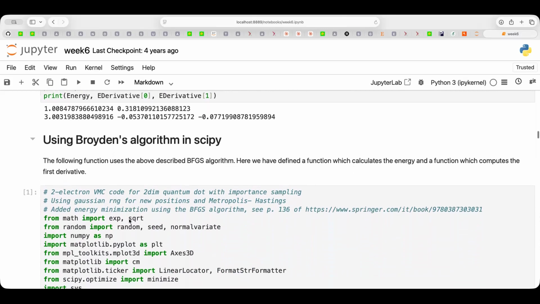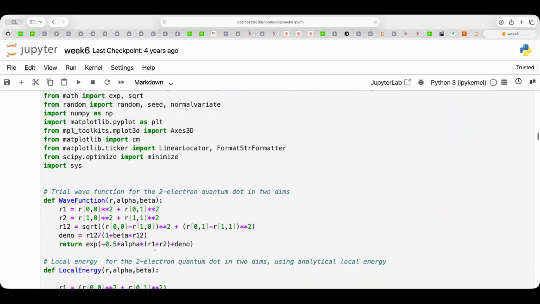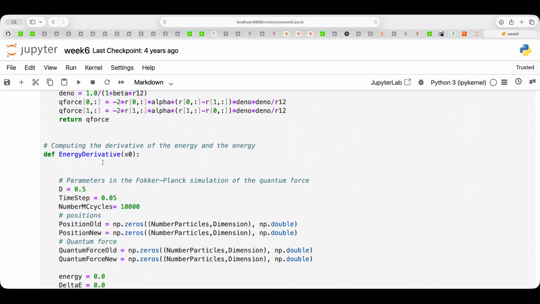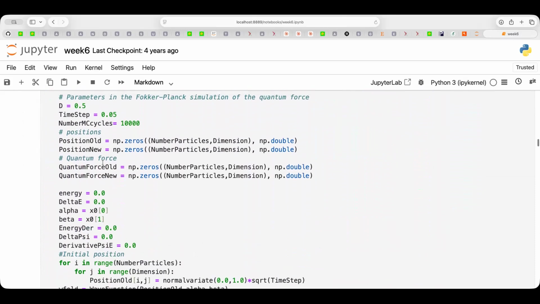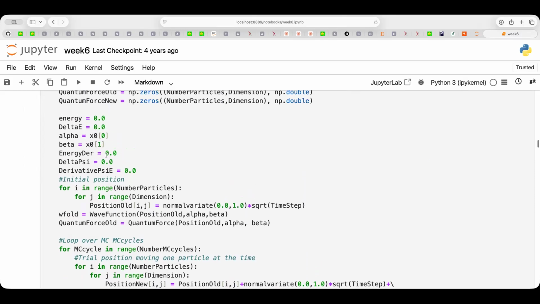Now, there is the Broyden method, BFGS. I always remember Broyden, and then I mess up the other three letters. This method, however, needs you to provide it with an explicit function which sets up the derivative. So what I have here, if you scroll down, are the same things as before: derivatives, quantum force, etc. Then there is a function which just calculates the energy derivative, because it requires that. So it's a little bit more clumsy. I still do 10,000 Monte Carlo cycles. I am setting initial guesses, which I'll feed in here.